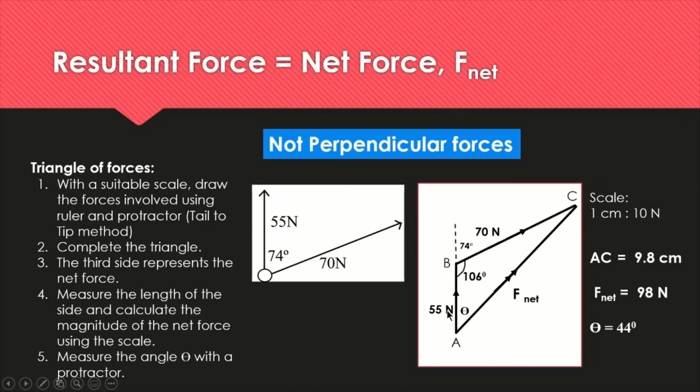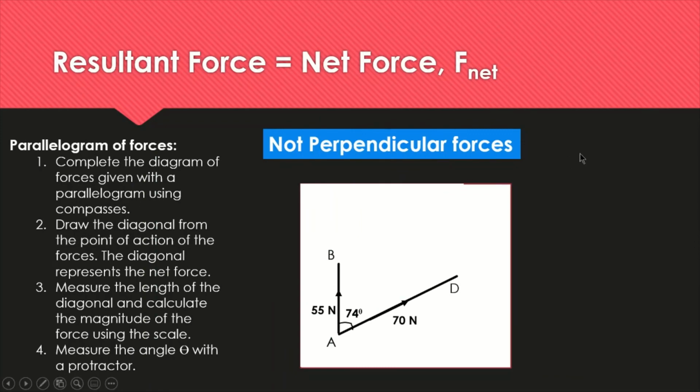Now lastly, if the forces acting on an object are already drawn to scale, and we are asked to complete this diagram of forces to get the net force, we don't have to redraw everything like what we did just now for the triangle of forces. We just draw on this diagram. We complete the diagram by drawing a parallelogram. So how do we draw a parallelogram?